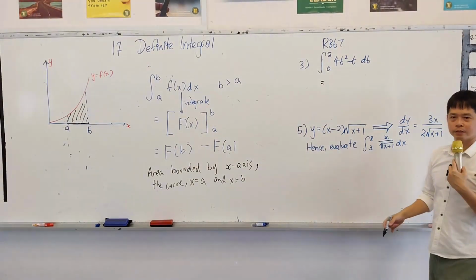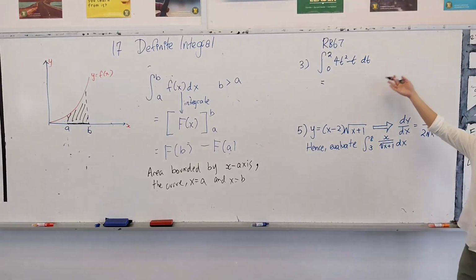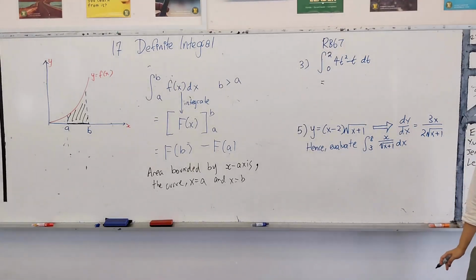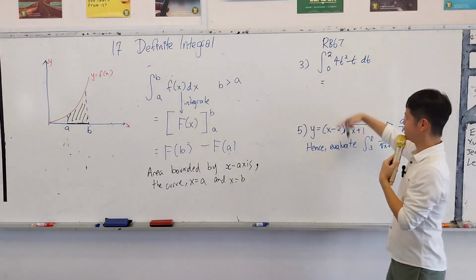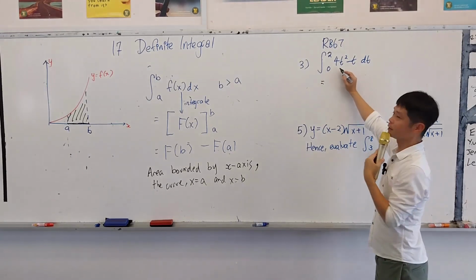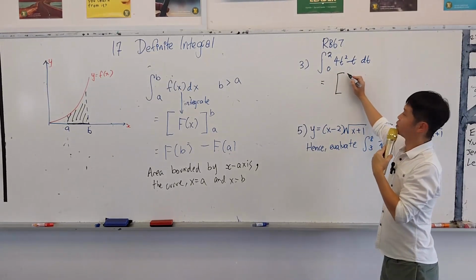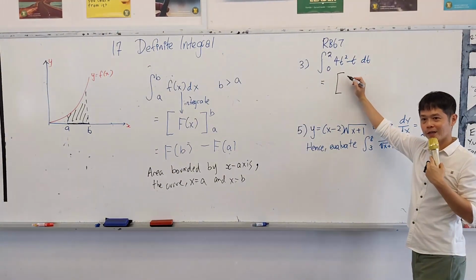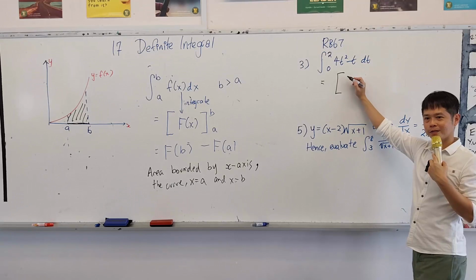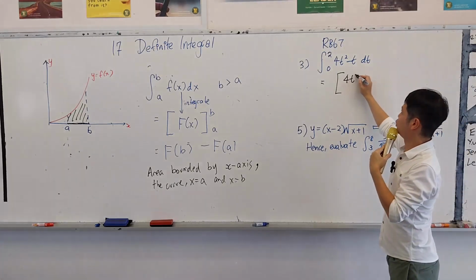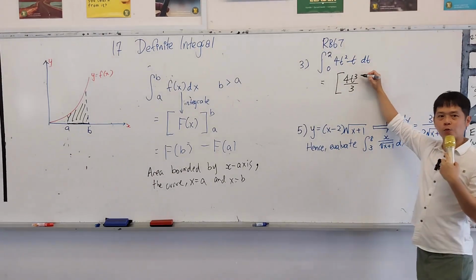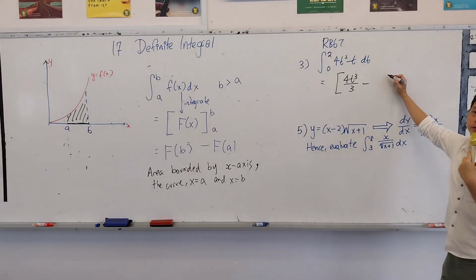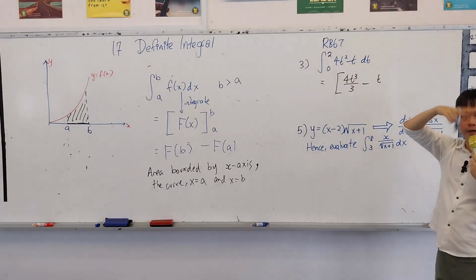Come, let's practice. The question can be on 1 over x, can be on trigo, can be on exponential. I just chose the easiest. Let me quickly finish this so that I can finish the video. So the answer is 4t cubed over 3. Power plus 1 divided by the new power. Minus t square over 2, or just half t square.